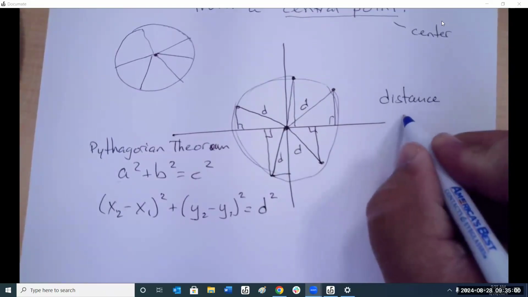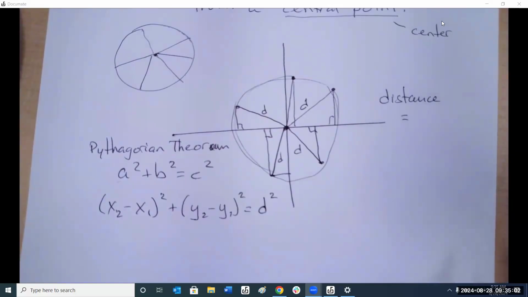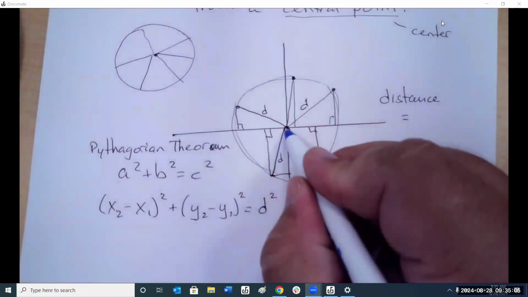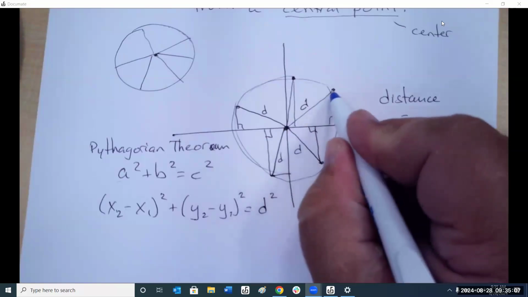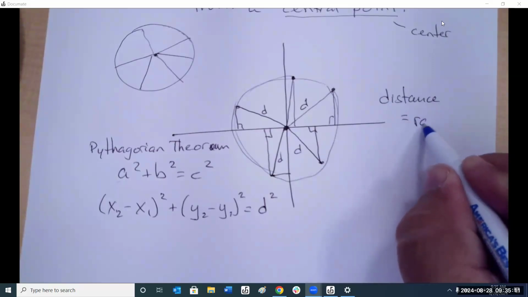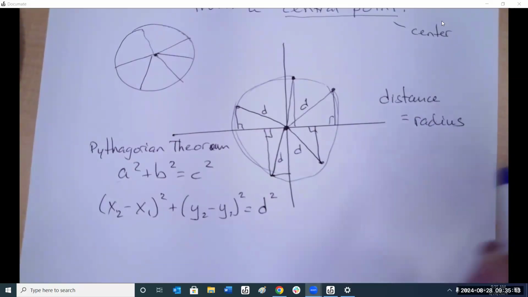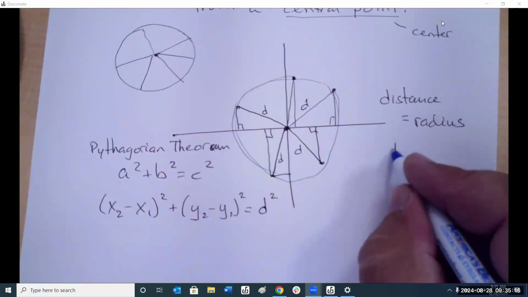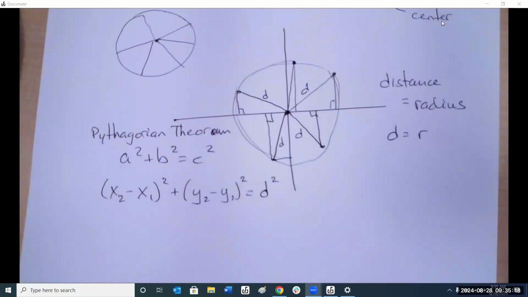The distance has another name in circles. What is the length from the center of the circle to the circle called? What is that length called in the circle? Radius. So instead of D, whenever we use R, it's a radius.